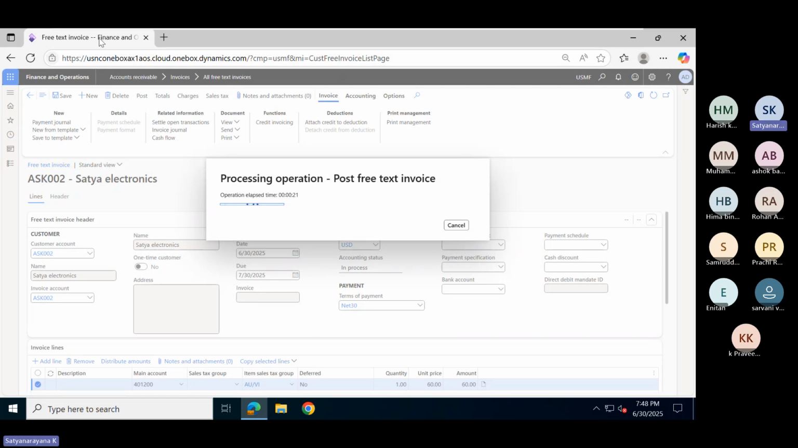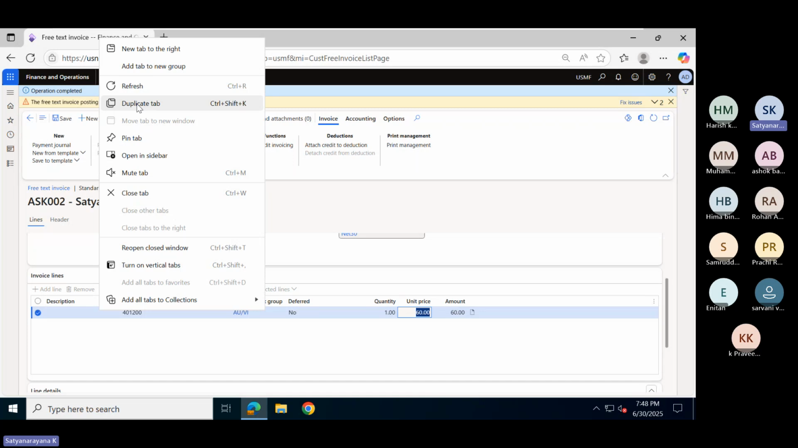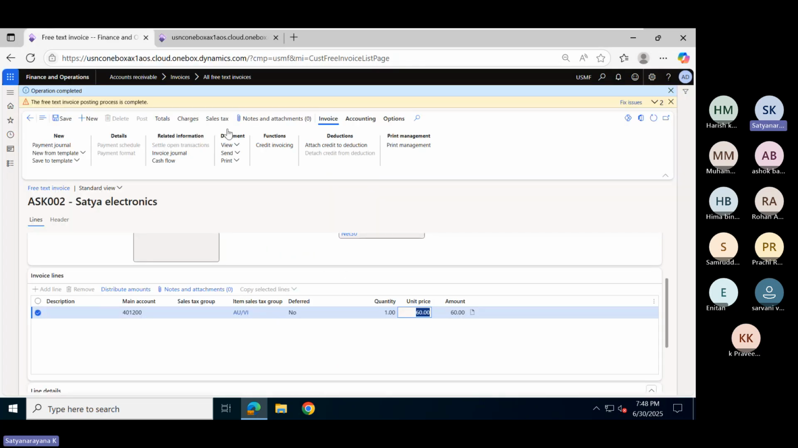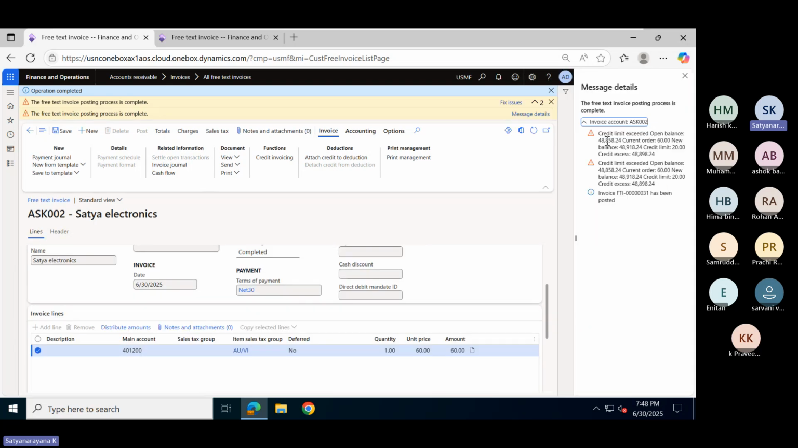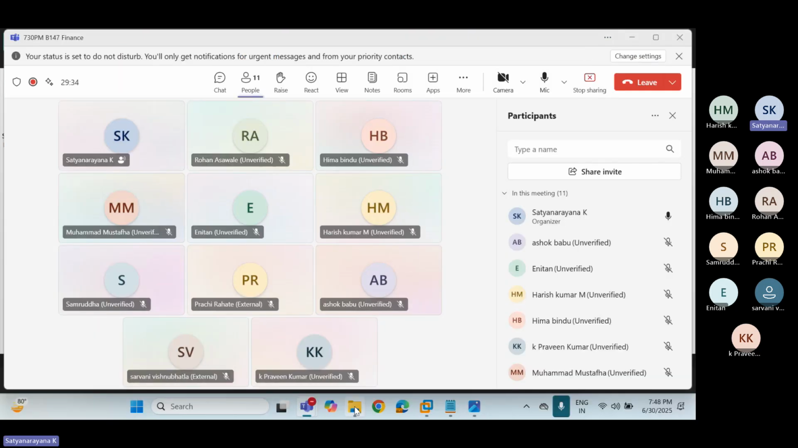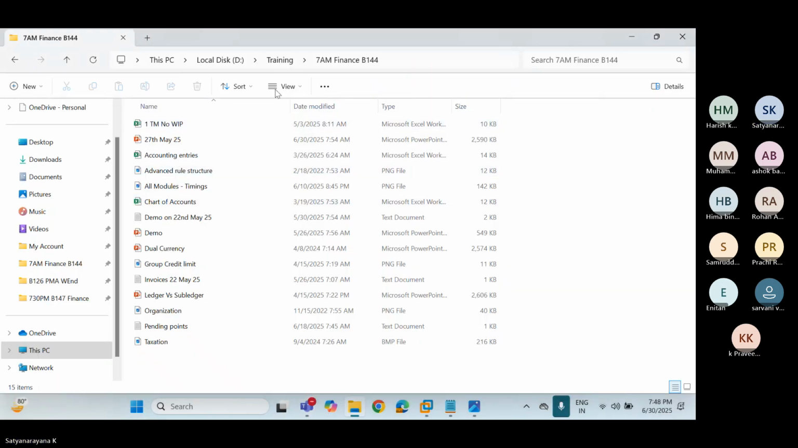I'm taking duplicate here. Okay, here there is a message. This message is related to credit management. Okay, what is this credit management? We'll discuss this one later. I have written it as a pending point.